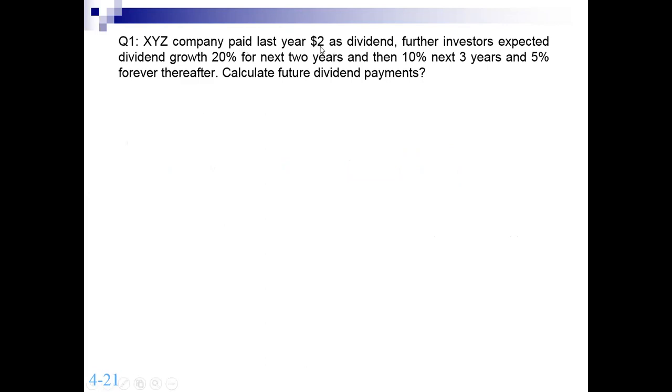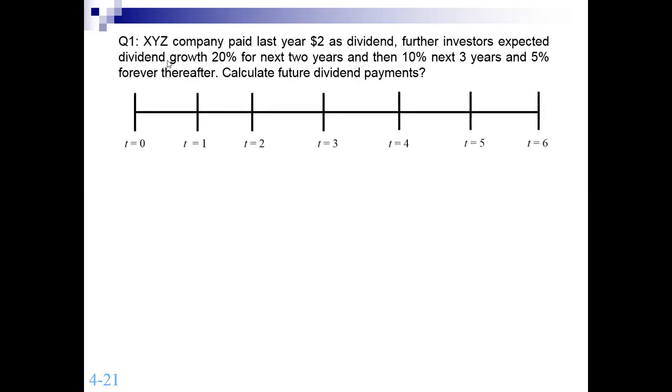The company paid last year a dividend of 2. Further, investors expect dividend growth of 20% for the next 2 years, then 10% for the next 3 years, and 5% forever thereafter. Calculate future dividend payments. So now think, what symbol should we use and how do we calculate the various years' dividends? This is the timeline which we are establishing. Now think about where you will keep this dividend: here, here, here, or here.